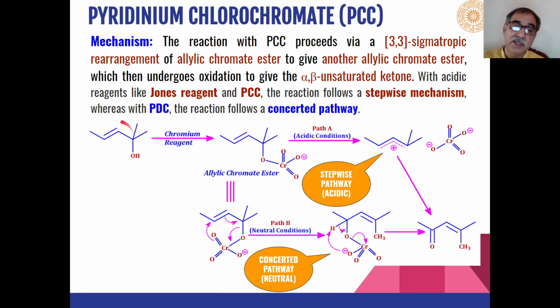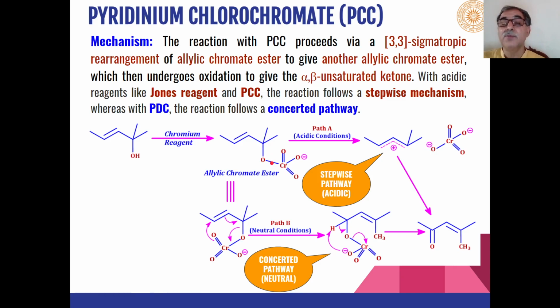So basically, if we take the case of tertiary allylic alcohols, when this is reacted with any chromium reagent like Jones reagent or pyridinium chlorochromate or pyridinium dichromate, they will first form this type of allylic chromate ester.